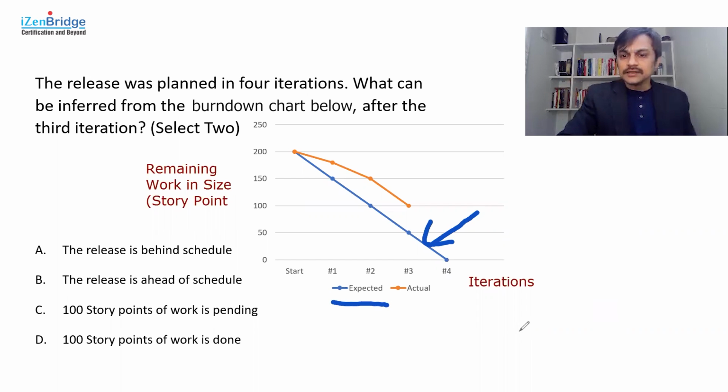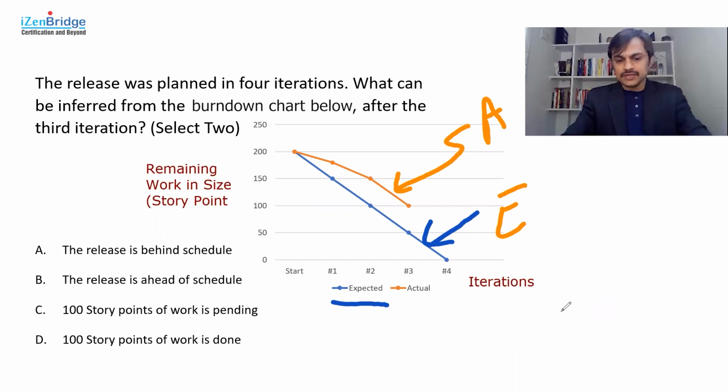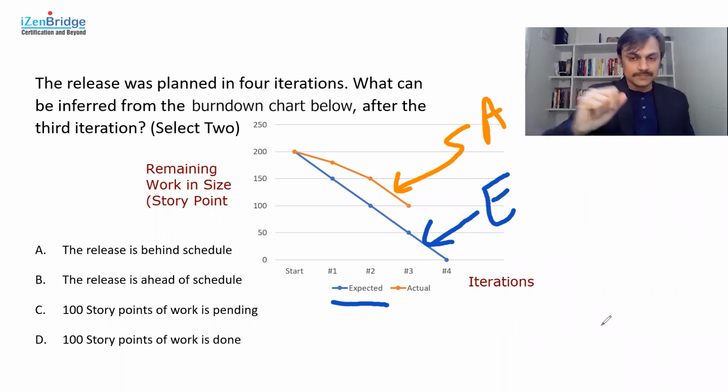Whereas the orange line is primarily the actual. So this is at the end of iteration 3; this is where I stand. So this is my actual, and this is my expected, which I had. Now, with this information in my hand, how do I see the various options? I can better put blue here, rather than putting expected in orange. So I can say this is the expected.